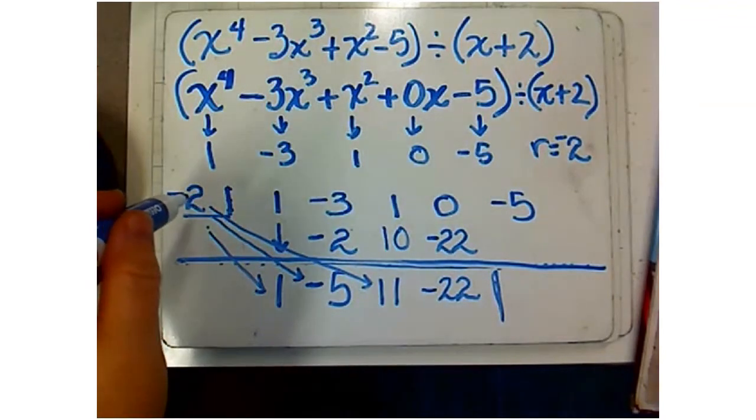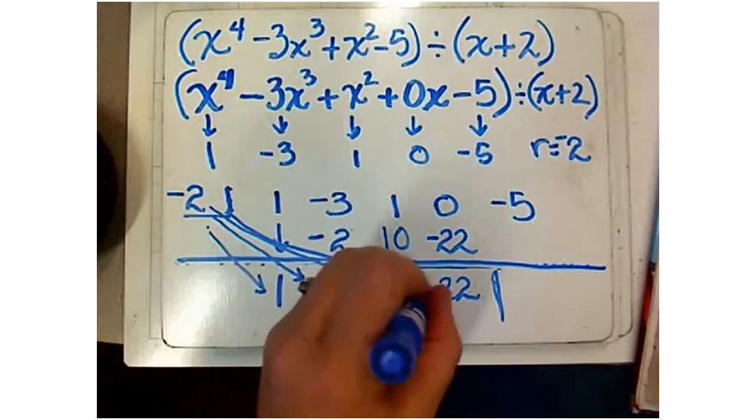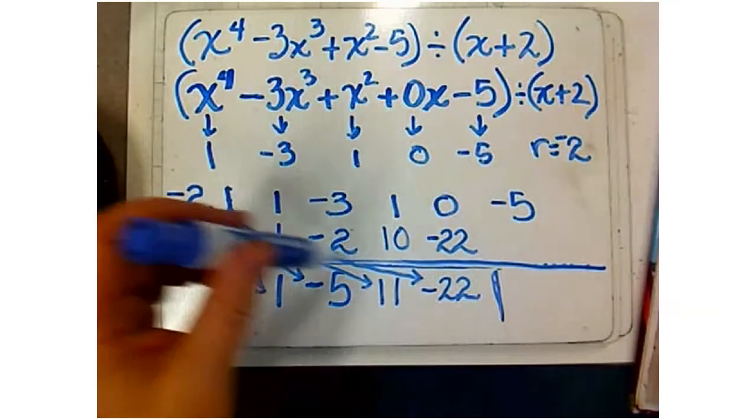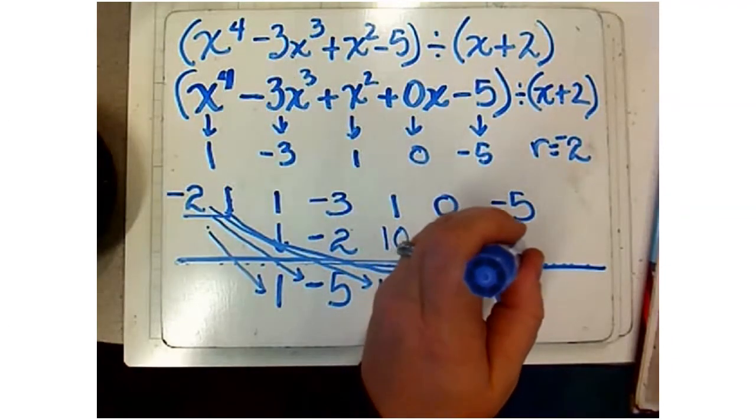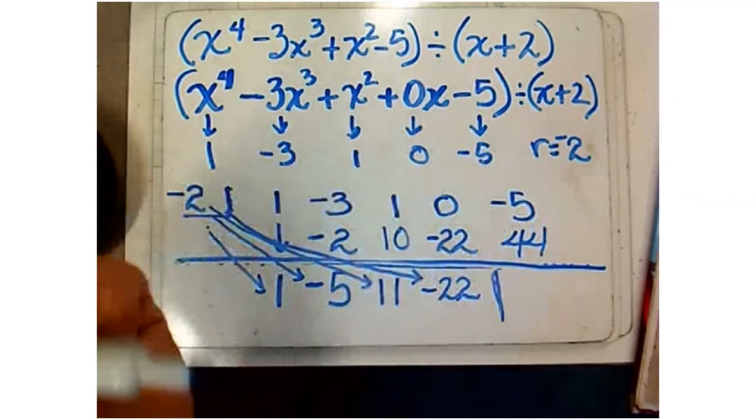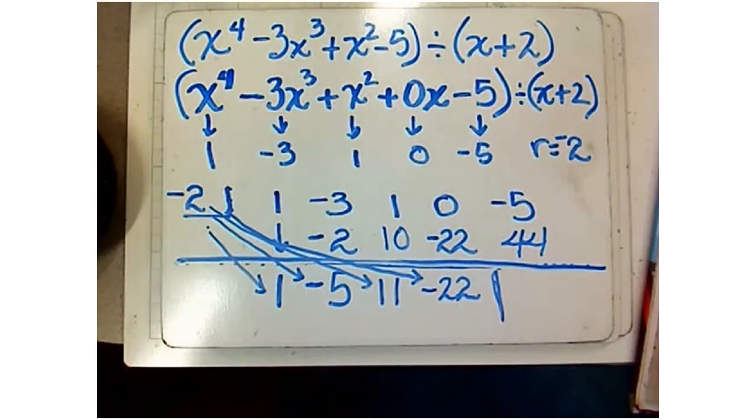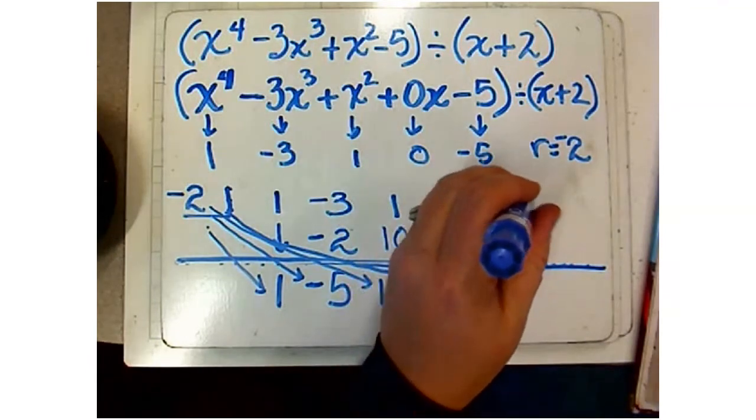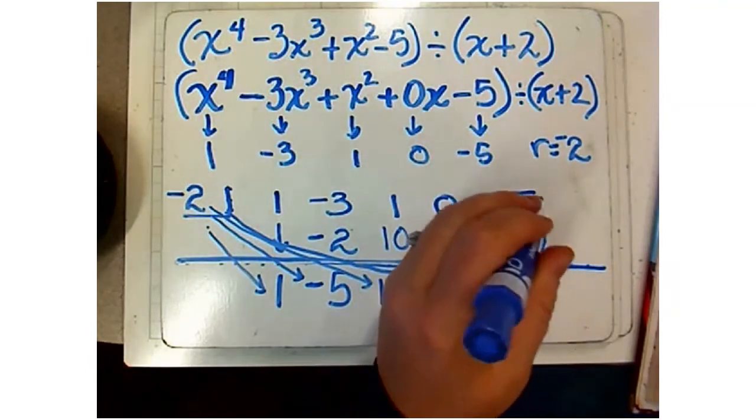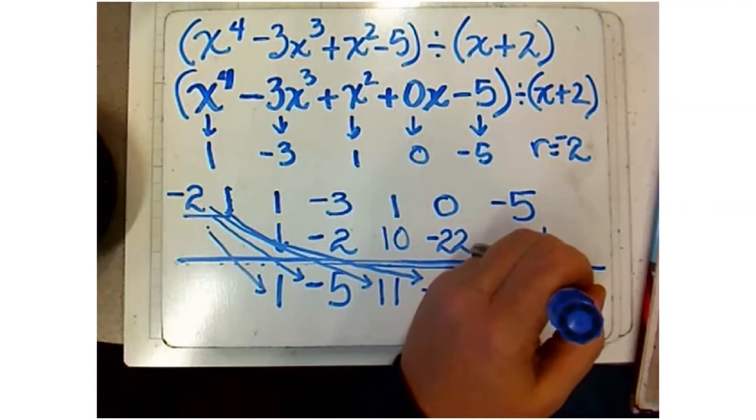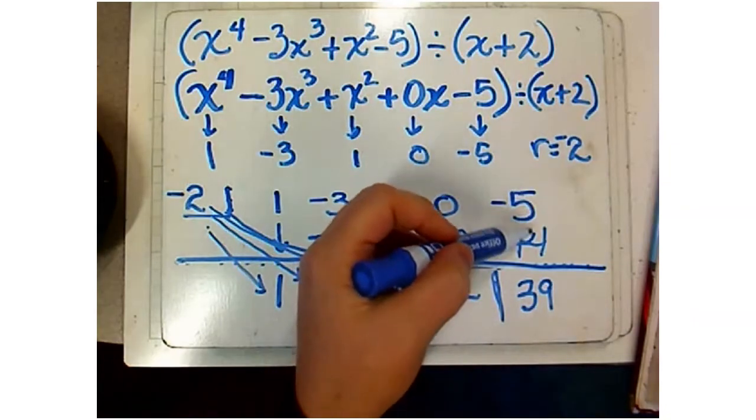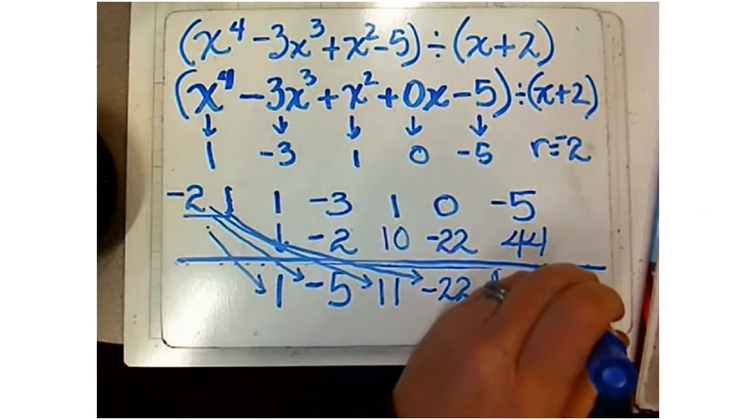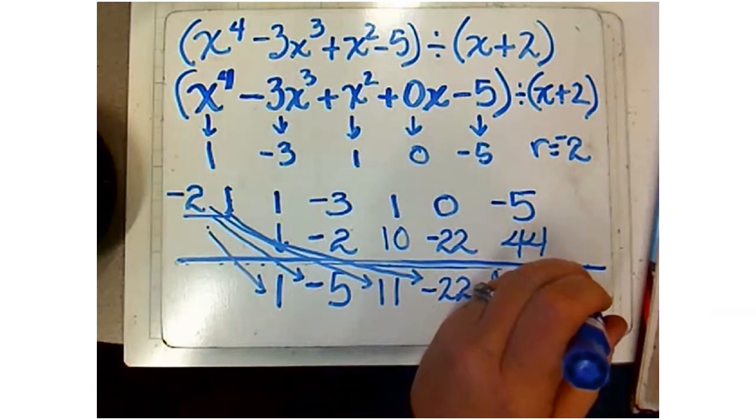Now, what is -2 times -22? Positive 44. So scroll up and space over and put 44 underneath the -5. Last one. Add -5 and 44. What does that combine to? 39. Positive 39, right? A 39 underneath the 44. And that's going to be our remainder. We're going to talk about that here in a second.